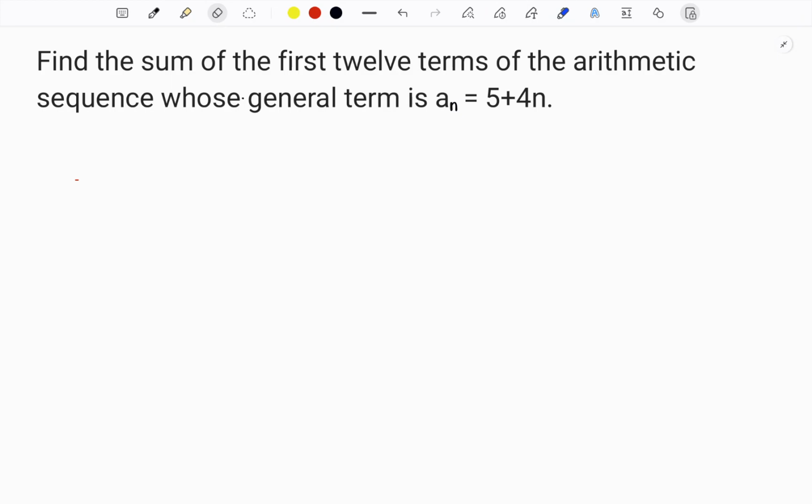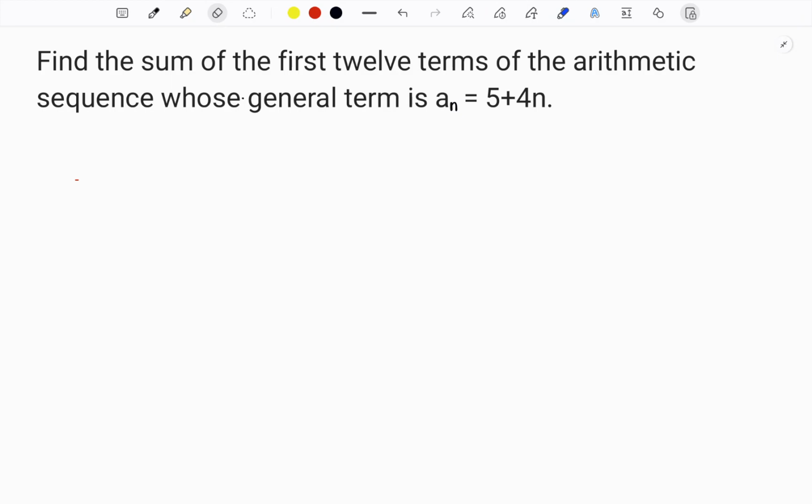Today we're solving a new problem involving arithmetic series. But this one comes with a twist. Instead of being given terms of the sequence, we're given the general term. So let's take a closer look and find out how we can solve it together. Follow along.